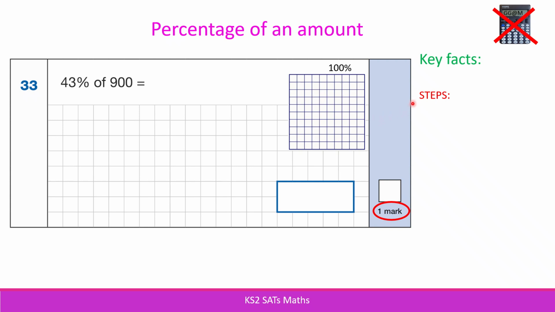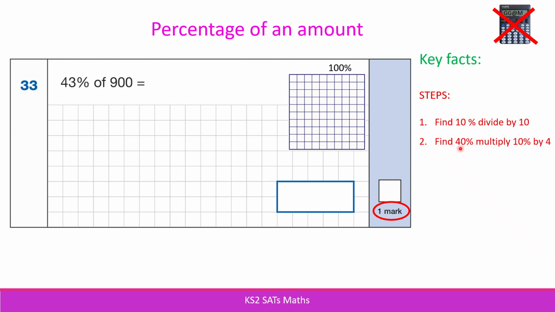So the steps we're going to use to work this out, we're going to find 10% first. Now 10% is equivalent to 1 strip, that's 10 squares. Each percentage is a square, so 10% is 10 squares. If I know the whole amount and I want to work out 1 strip, I'm going to divide by 10 because I've got 10 strips going across the top. So that gives me 10%.